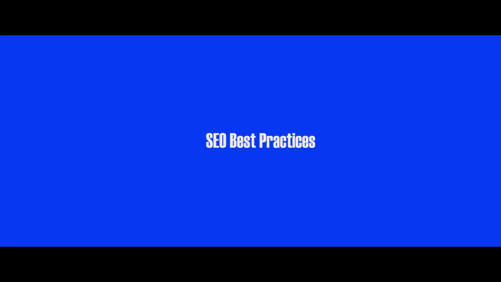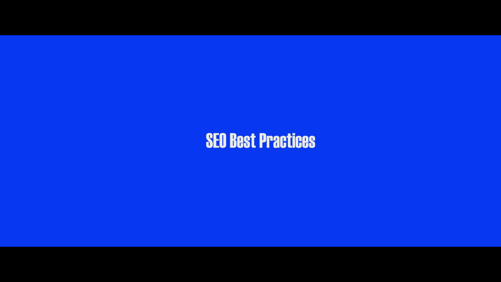Now that the tooltips and glossary are set up, let's talk about SEO optimization. The CM Tooltip Glossary plugin helps improve your site's SEO in several ways. First, internal linking. The plugin automatically links glossary terms throughout your site, enhancing internal linking and making it easier for search engines to crawl your pages.